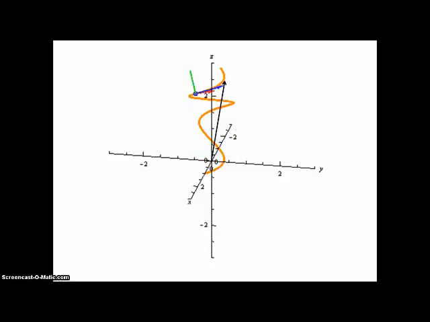And the velocity vector then, if you take the derivative of r of t, you get v of t, which is also a vector valued function. And when you plug in values for t, then you get the individual velocity vectors at each point.